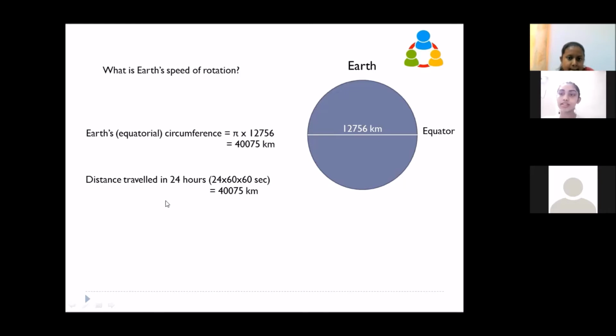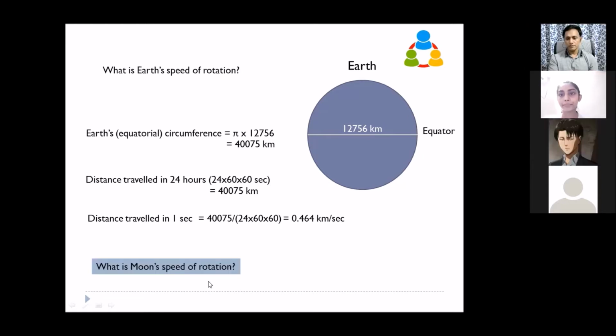See, 24 hours is 24 into 60 into 60 seconds. In this much time you travel this much distance. So in 1 hour, how do you find out? It is the same thing: 8 toffees, 40 rupees, 1 toffee, how much? This divided by this. Straightforward. Move on.